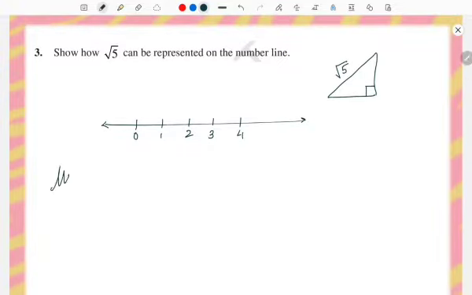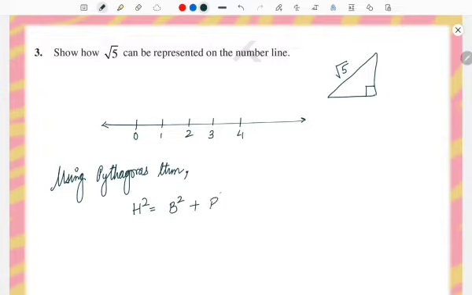Now using Pythagoras theorem, what does it say? Pythagoras theorem says that the square of the hypotenuse is equal to the sum of the squares of the other two sides, that is the square of the base and square of perpendicular, right? यही कहती है Pythagoras theorem. According to Pythagoras theorem, the square of the hypotenuse is equal to the sum of the squares of the other two sides.